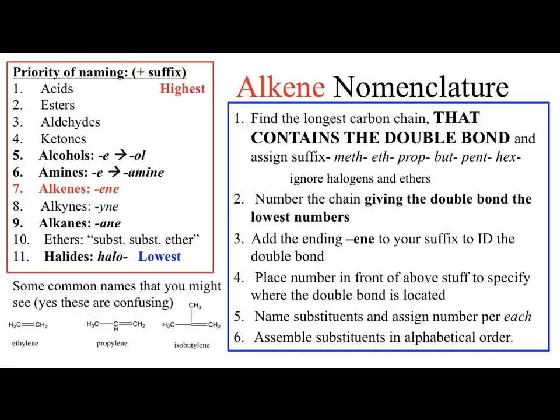Nomenclature, figure I'd put it back up there. Remember, you need to circle the longest carbon chain that contains the double bond, and that's because at this point alkenes are our highest priority functional group. So when we're trying to name our compound, we want to name it based on the highest priority group. Okay? So it doesn't matter what the longest individual chain is. If there's a shorter chain that has the alkene, that's where we identify as our main chain. Okay? Then the ene ending, all that fun stuff.